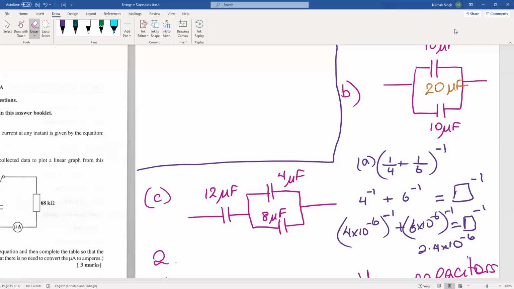Question B is really simple. You have two capacitors in parallel, and when you have parallel capacitors, all you're going to have to do is just add up your values.